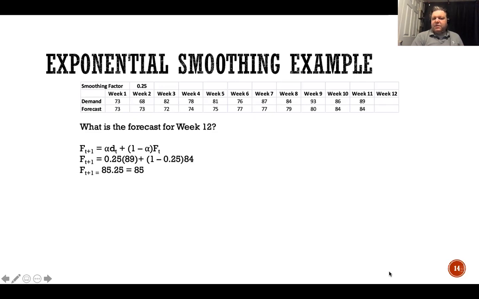What's the forecast? I'm sorry, what's the demand for week 12? So if we have a forecast of 85, what's the demand for week 12? How do we calculate the demand?